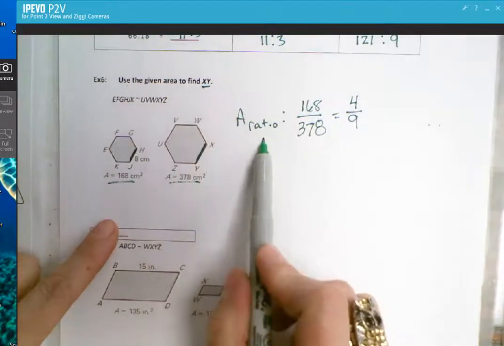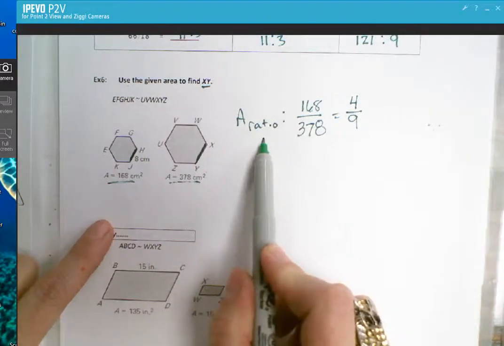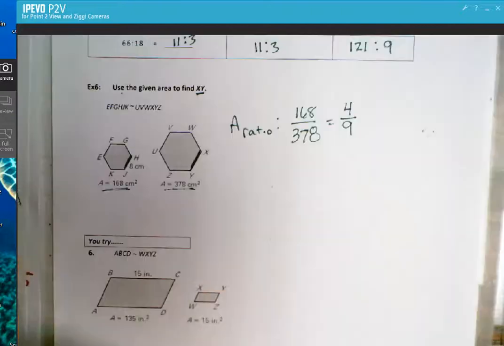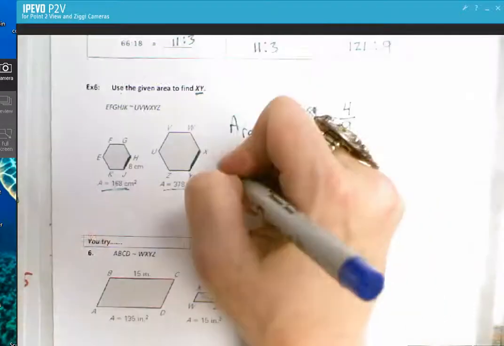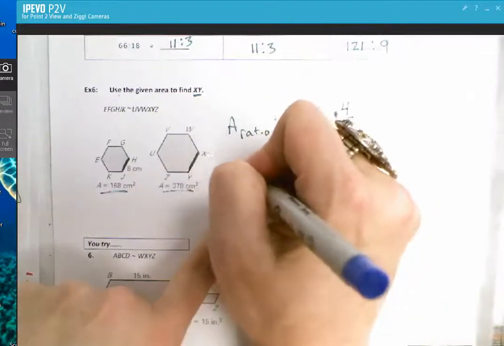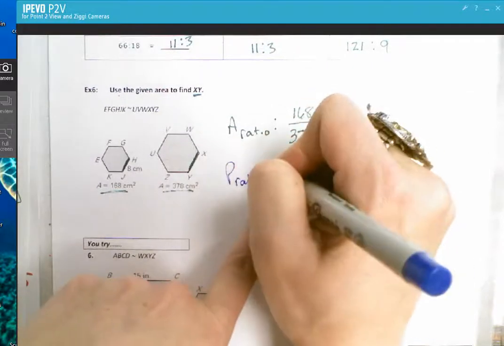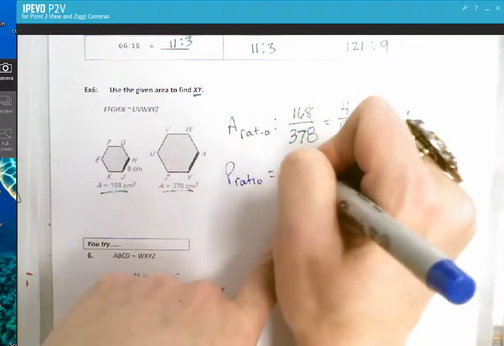Since I have the area ratio, I must have squared something. So in order to get back to what that something was, I need to take the square root. So my perimeter ratio is equal to the square root of the area ratio.